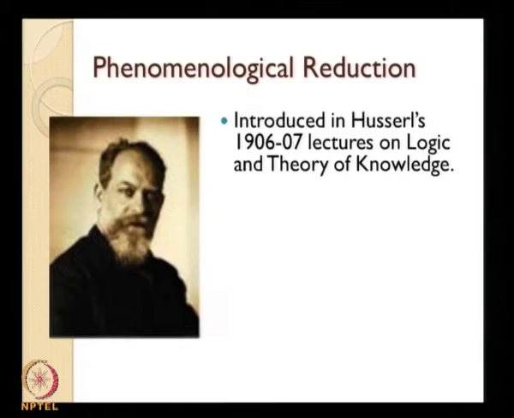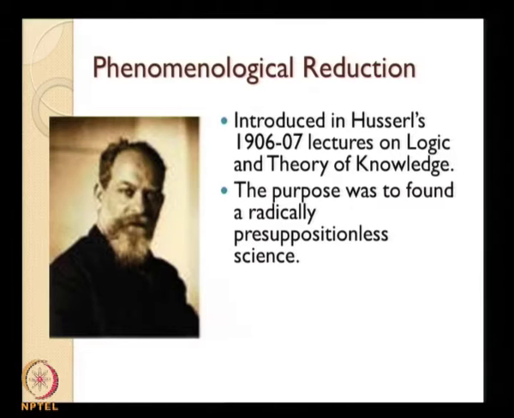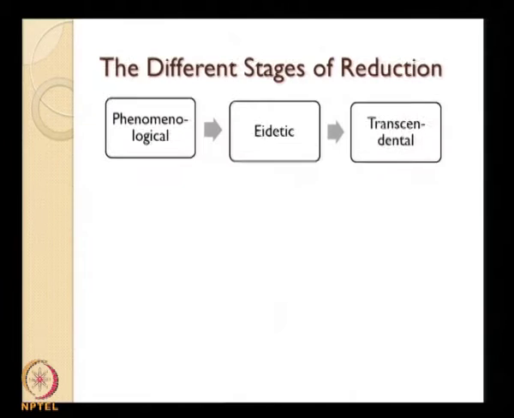Now, phenomenological reduction was introduced in Husserl's 1906 or 1907 lectures on logic and theory of knowledge, and the purpose was to found a radically presuppositionless science, which we have already seen in the previous lecture. There are 3 different stages of reduction which Husserl mentions in his works. It is not that at one stage of his career he was mentioning the phenomenological psychological reduction, at the next stage the eidetic, and finally the transcendental. It actually does not come in that way.